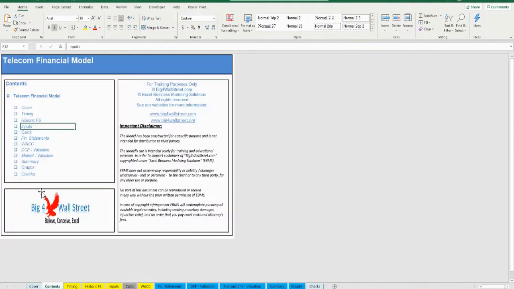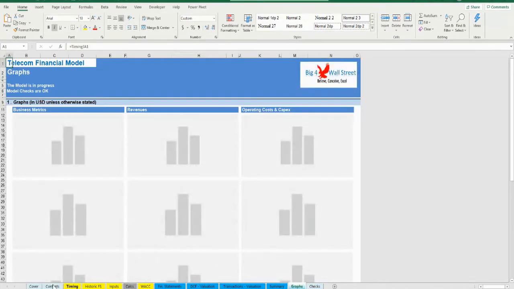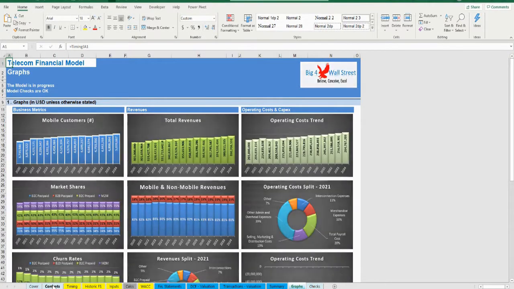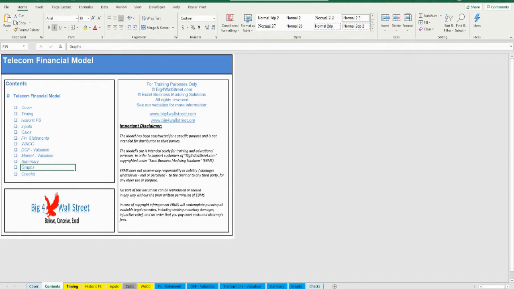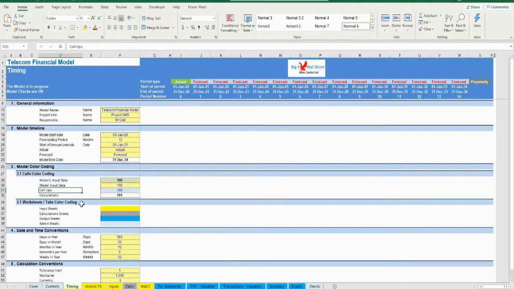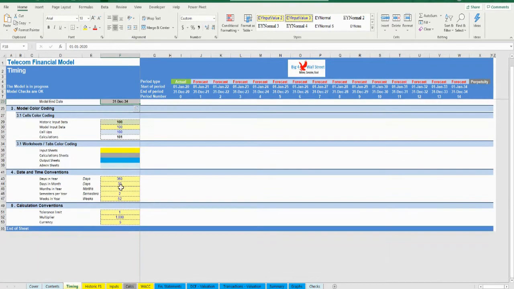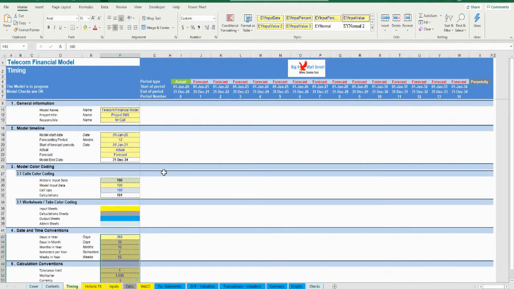In the Contents tab you can see the structure of the model, and by clicking on any of the headlines you will be redirected to the relevant worksheet. On the Manual tab you are able to feed the general information for the model, such as project name and title, responsible, timeline of the model, and date and currency conventions. Additionally, there is a description of the color coding of the model in the same tab.